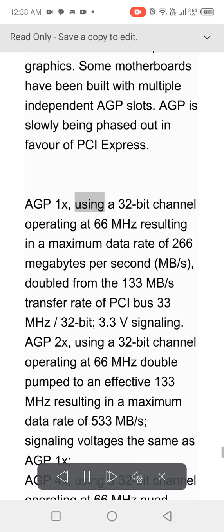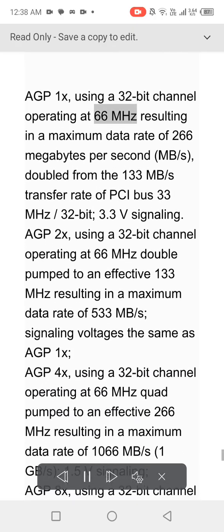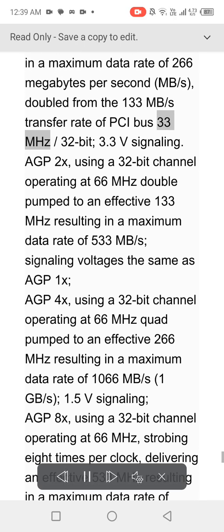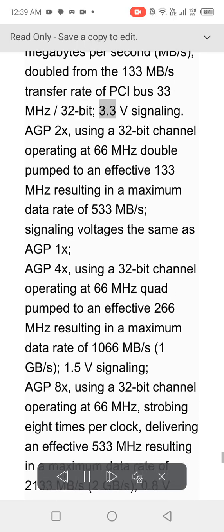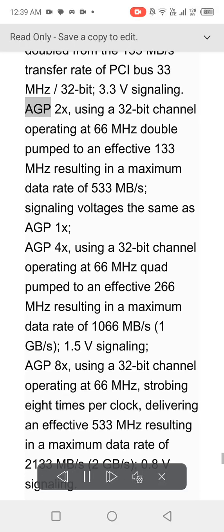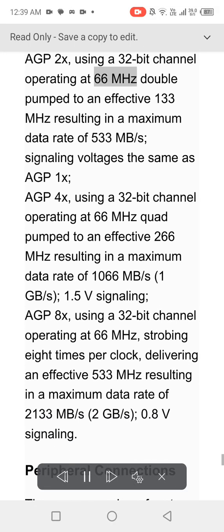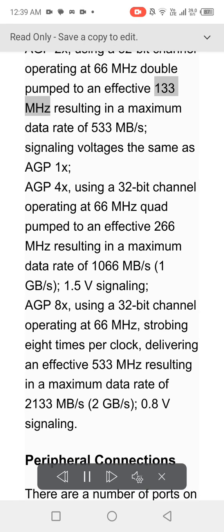AGP 1X, using a 32-bit channel operating at 66 MHz, resulting in a maximum data rate of 266 megabytes per second, doubled from the 133 megabytes per second transfer rate of PCI bus 33 MHz/32-bit, 3.3V signaling. AGP 2X, using a 32-bit channel operating at 66 MHz, double pumped to an effective 133 MHz, resulting in a maximum data rate of 533 megabytes per second.